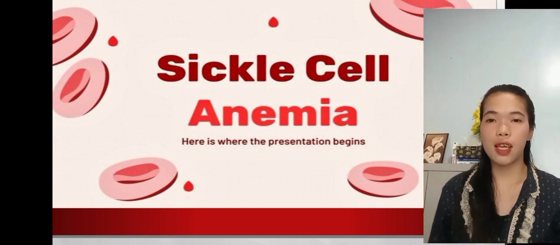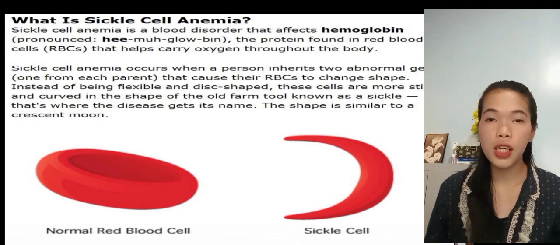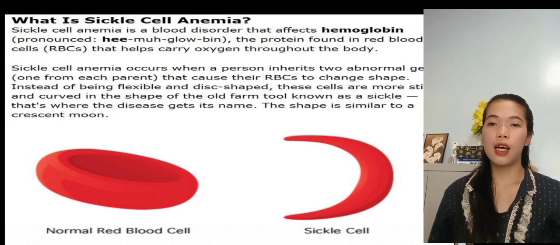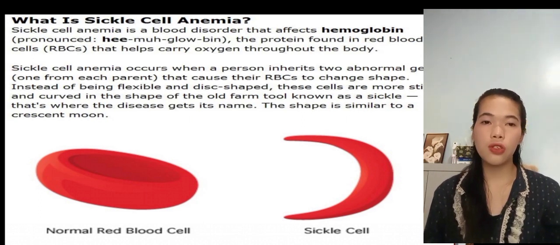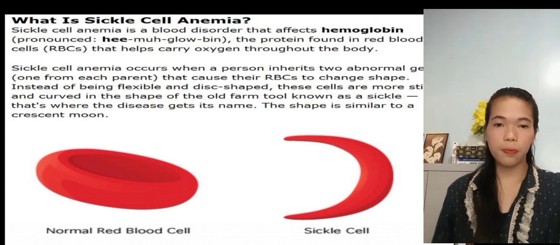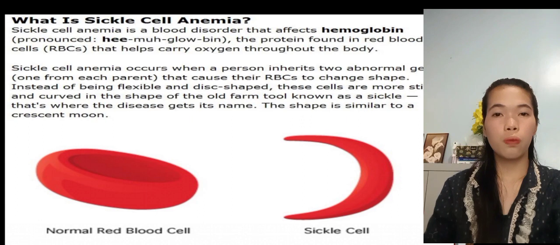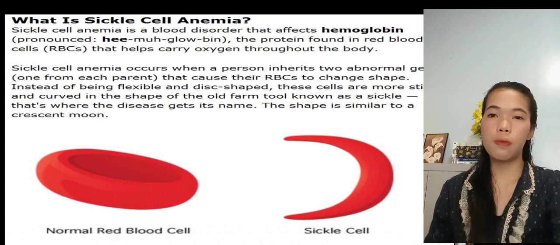So what is sickle cell anemia? Sickle cell anemia is a blood disorder that affects hemoglobin, the protein in red blood cells that helps carry oxygen throughout the body. It occurs when a person inherits two abnormal genes that cause the red blood cells to change shape.